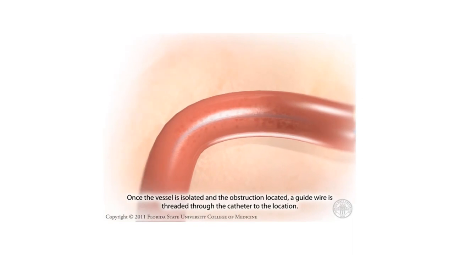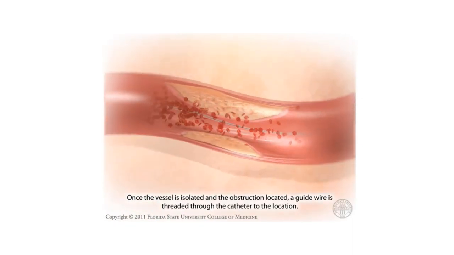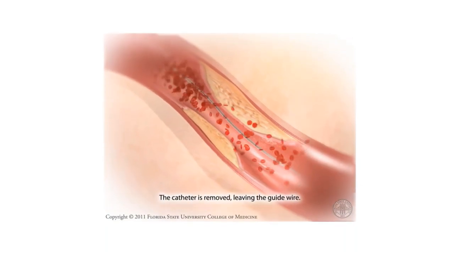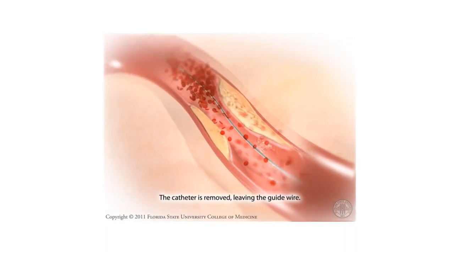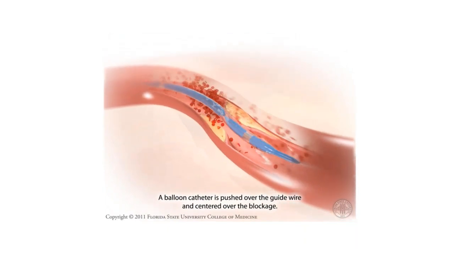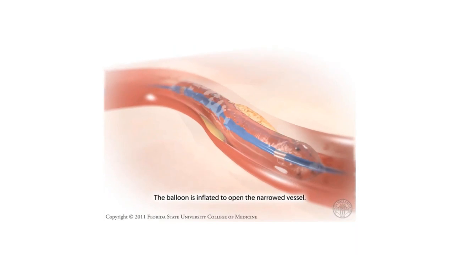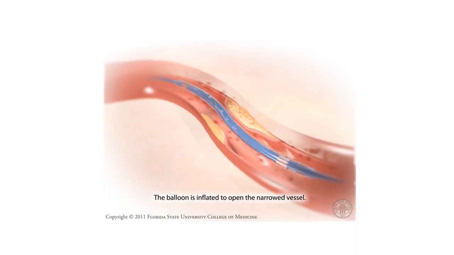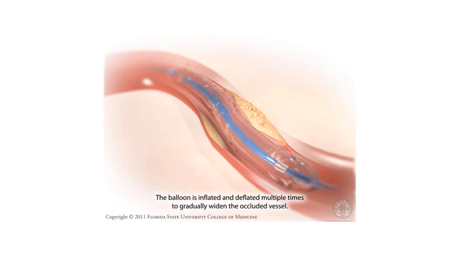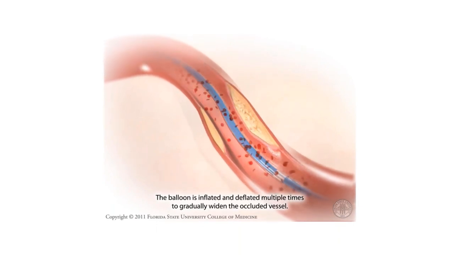Once the vessel is isolated and the obstruction located, a guide wire is threaded through the catheter to the location. The catheter is removed, leaving the guide wire. A balloon catheter is pushed over the guide wire and centered over the blockage. The balloon is inflated to open the narrowed vessel. The balloon is inflated and deflated multiple times to gradually widen the occluded vessel.